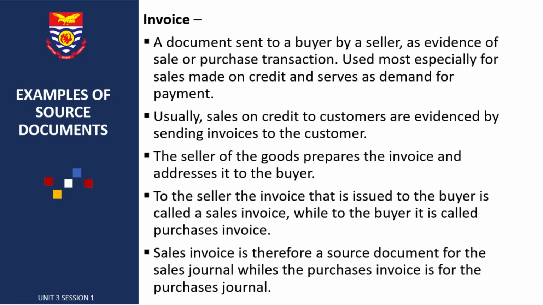Invoice. An invoice is a document sent to a buyer by a seller as evidence of a sale or purchase transaction. It is used especially for sales made on credit and serves as a demand for payment. Usually, sales on credit to customers are evidenced by sending invoices to the customer. The seller of the goods prepares the invoice and addresses it to the buyer. To the seller, the invoice that is issued to the buyer is called a sales invoice, while to the buyer it is called a purchase invoice. The sales invoice is therefore a source document for the sales journal, whilst the purchase invoice is for the purchases journal.